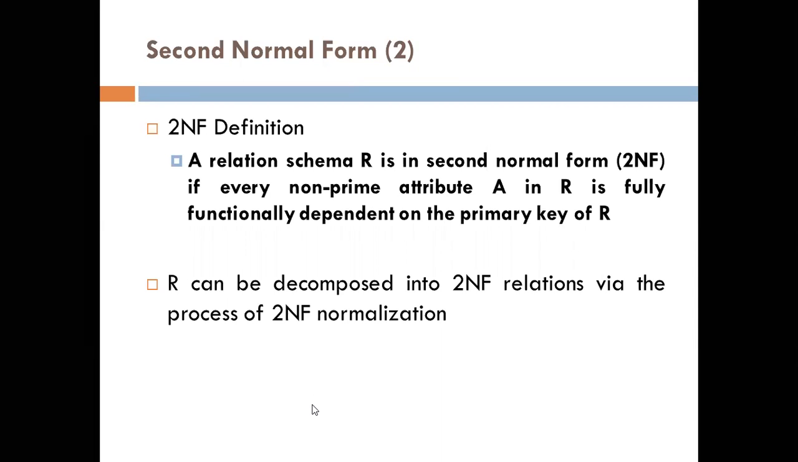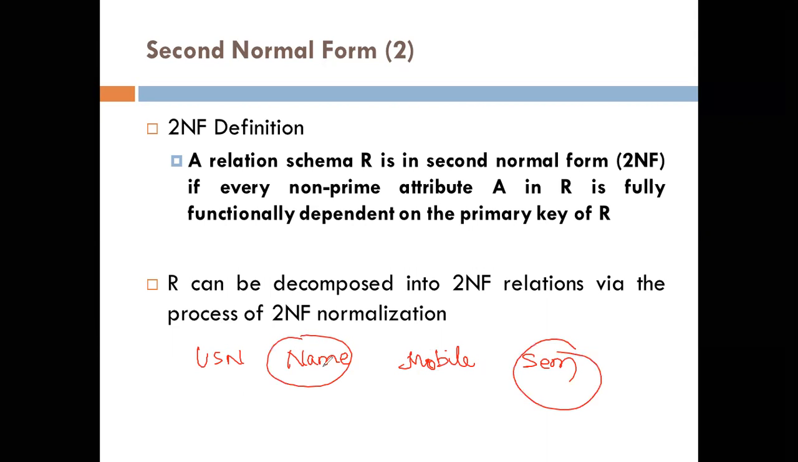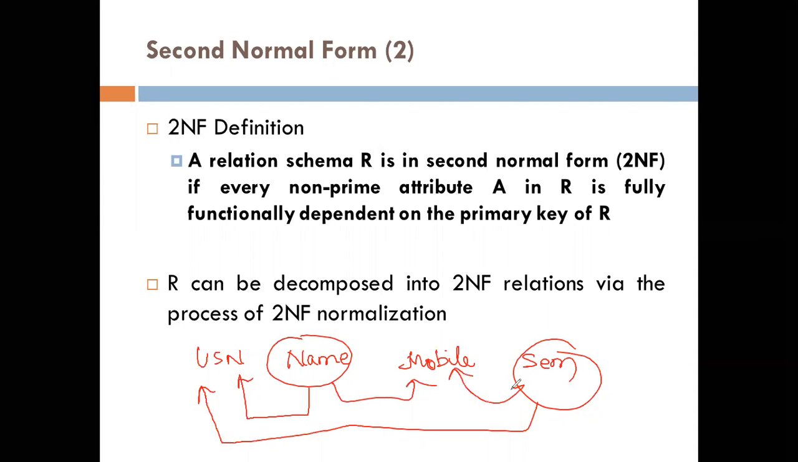So let us again consider the same example. So all non-prime attributes should functionally depend on primary key. So what is the meaning of it? So if we have USN, name, mobile, and then semester. So which are the non-prime attributes? Name and semester. So the meaning of 2NF is the non-prime attributes should depend on prime attributes. That's the meaning. So semester should also depend on USN. Anyway, they also depend on mobile number, right?